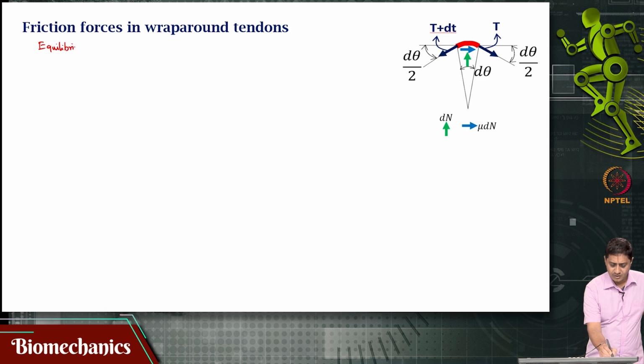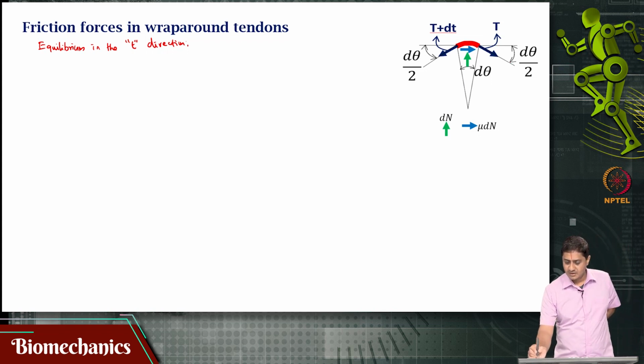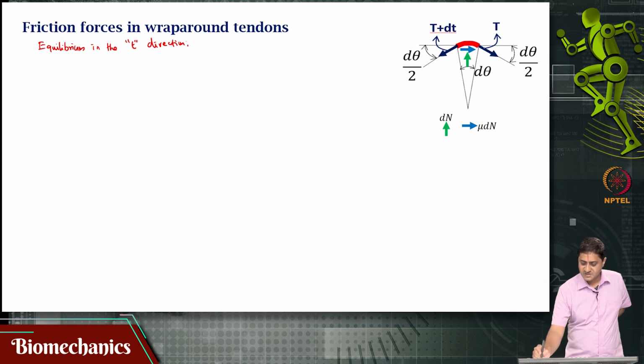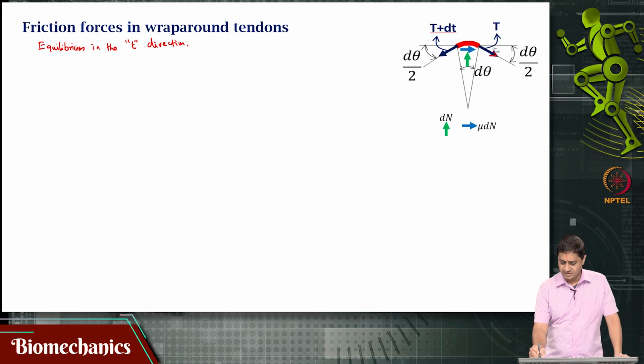So, equilibrium in the t direction, or in the tangential direction. What would that give us? That would give us, this is the force that we want, but T is acting in this direction, and we want the force in that direction, is it not? Where that angle, what would that angle be? That is actually an interesting question, but you can find out. You can try to use your knowledge of geometry and verify whether this angle is actually d theta by 2.